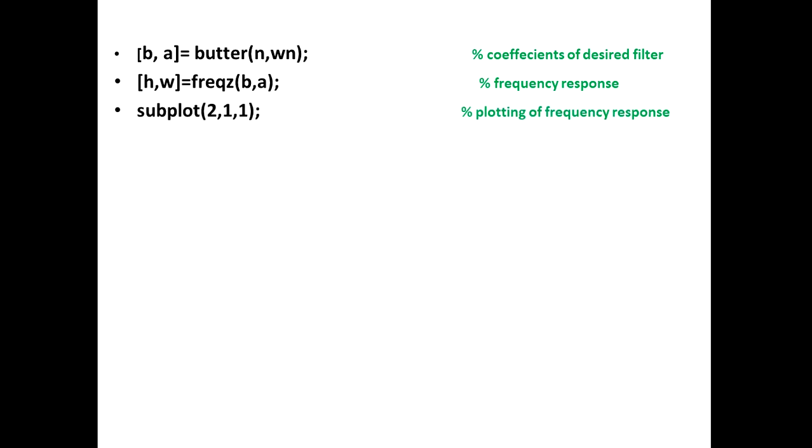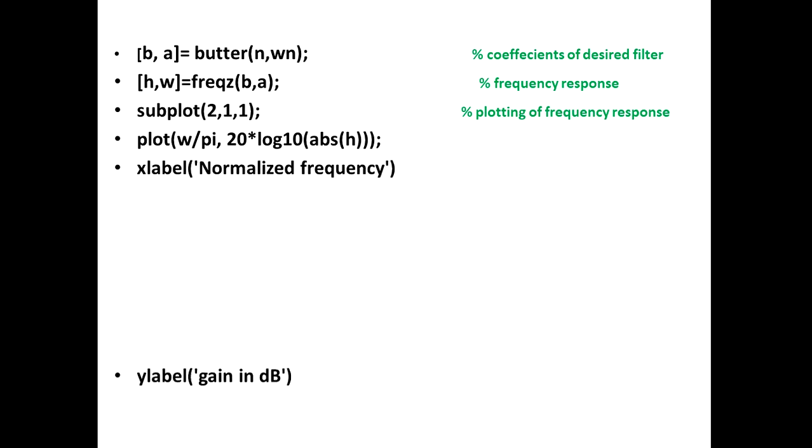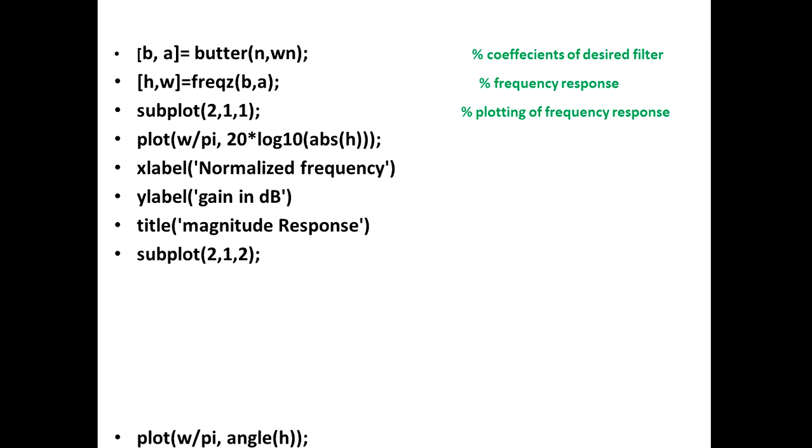Once these coefficients are obtained, we will obtain the frequency response of the filter function by using the keyword freqz. Then by using the plotting functions, we are going to plot the magnitude and the phase response. So in the first subplot, we are plotting the magnitude response, that is 20 log of the absolute value of H. Then in subplot 2, we are going to plot the phase response, that is angle of H.